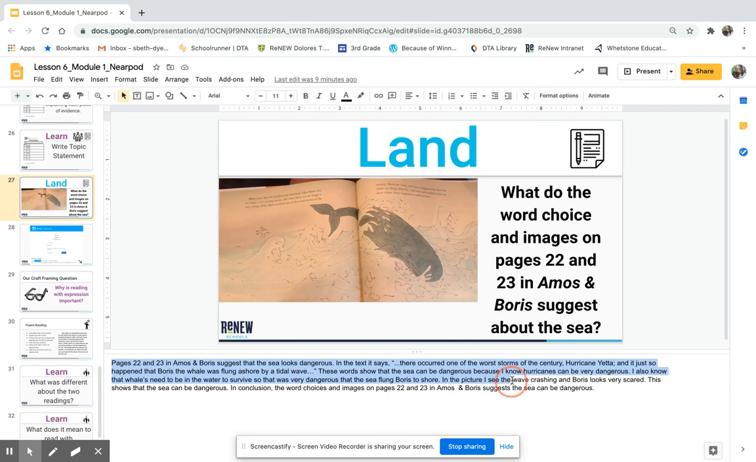In the picture, I see the waves crashing on Boris, and Boris looks very scared. This shows the sea can be very dangerous. In conclusion, the word choices and images on page 22 and 23 in Amos and Boris suggest the sea can be dangerous.